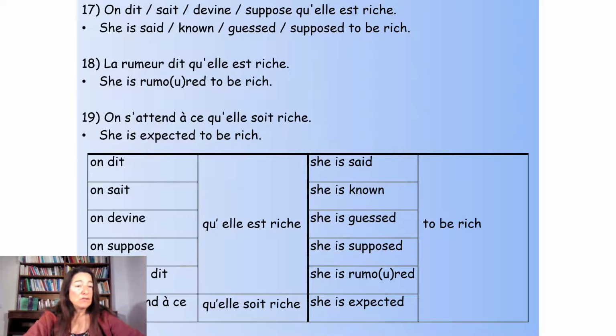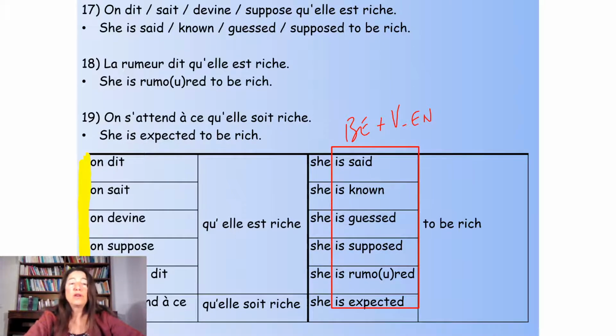Okay, so anytime there's a translation with on, we and on refers to we don't really know who. It's really vague, not precise, and in those cases, be plus VN is going to be the right translation for the pronoun on.